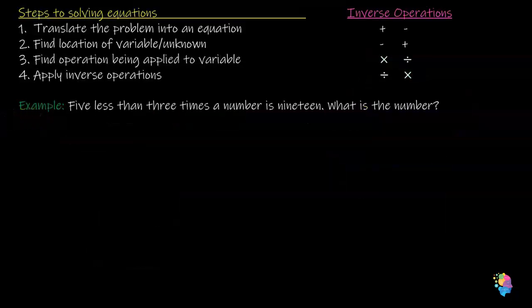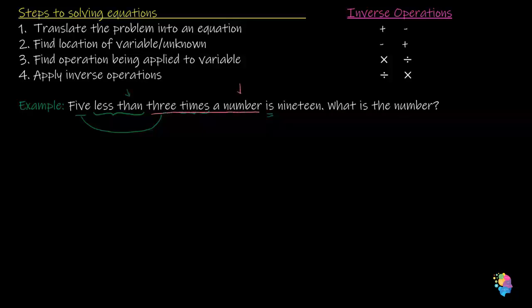So this example reads, 5 less than 3 times a number is 19. What is the number? The keywords here are less than. We have to be careful with than because that means that whatever is before and after will have to flip. The next keyword is times, and then finally is. So then we start. Because of the word than, I have to write 3 times a number first.